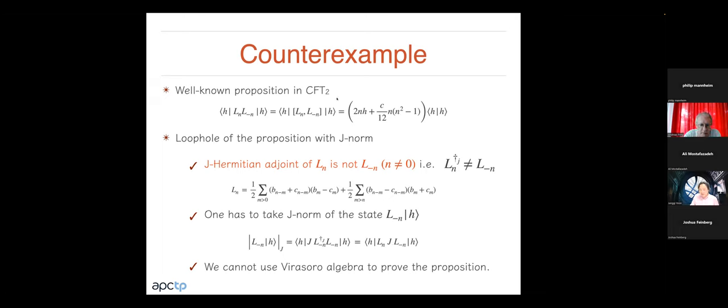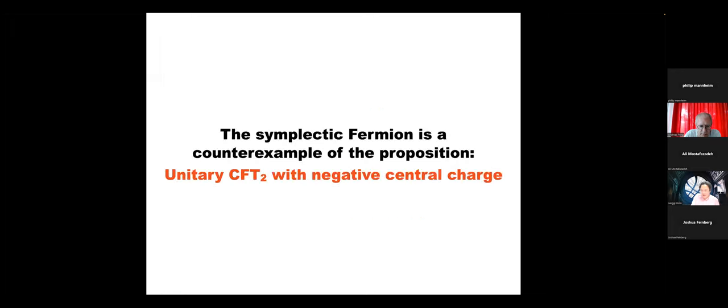So it's kind of a loophole of the original proof. It's okay, it's not inconsistent, just this original proof cannot be applied to this kind of system because the bra and ket are somewhat different and the dagger is somewhat different. So this is kind of a counterexample of this well-known proposition.